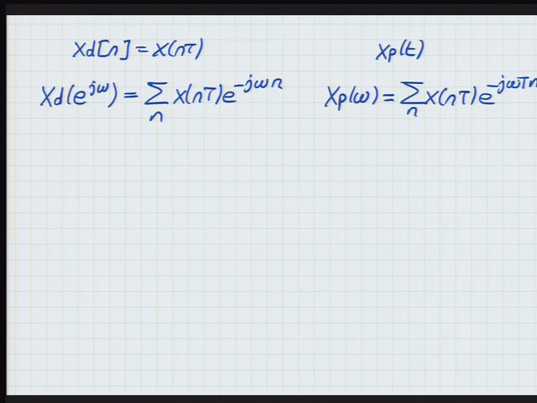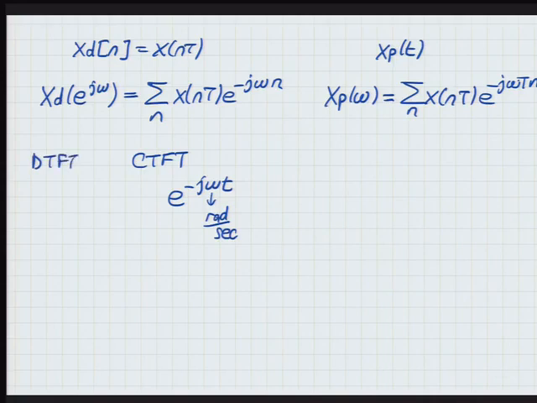So remember, when you do CTFT, we use e to the negative j omega t, right? That means this omega, when multiplied by t, is in radians, right? So this guy is radians per second. Whereas when we do DTFT, we do e to the negative j omega n. n is unitless. It's just an integer, right? So that means the omega that's involved here is in radians.